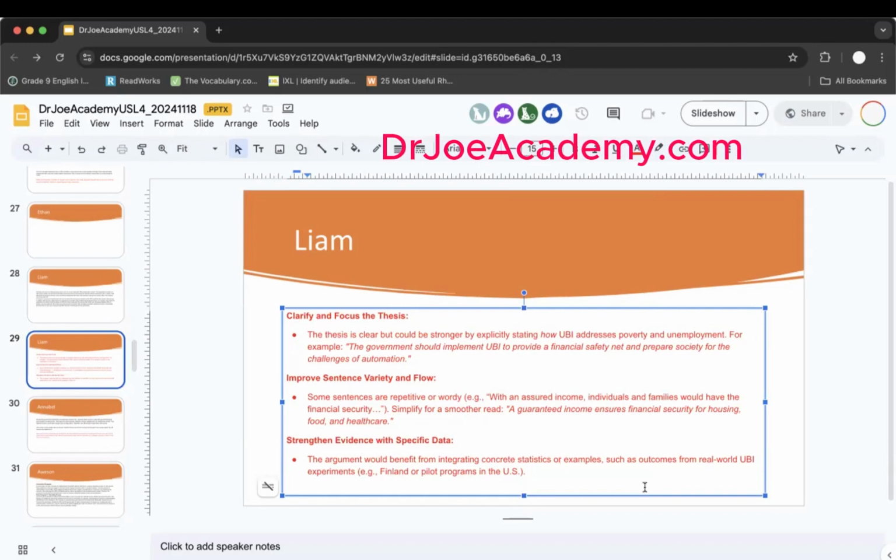And in general, strengthen your evidence with specific data. The argument would benefit from integrating concrete stats or examples, such as outcomes from real-world UBI experiments. For example, Finland or pilot programs, even in the United States.